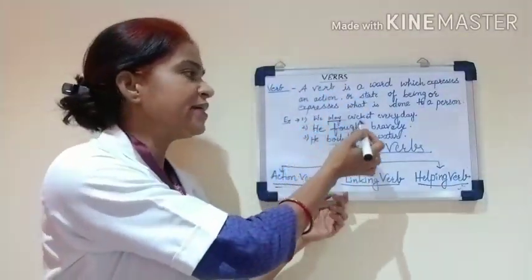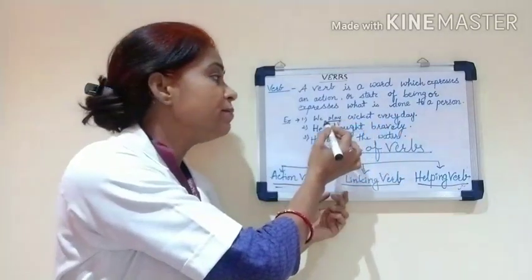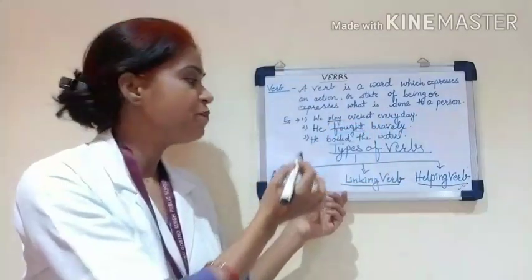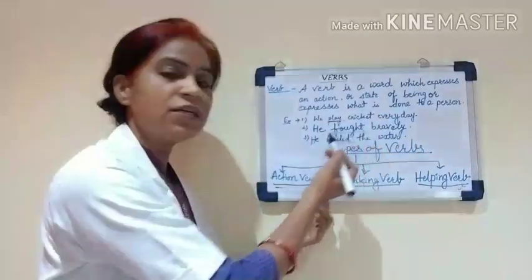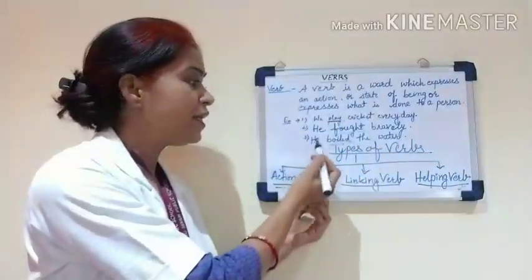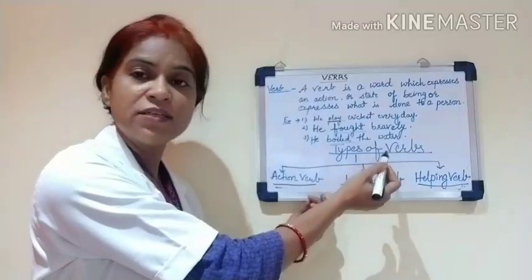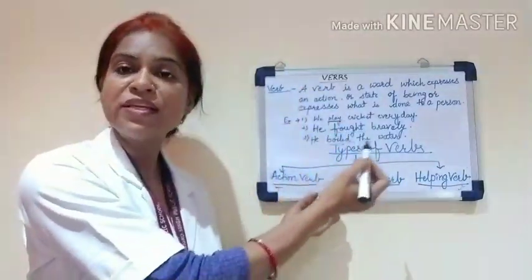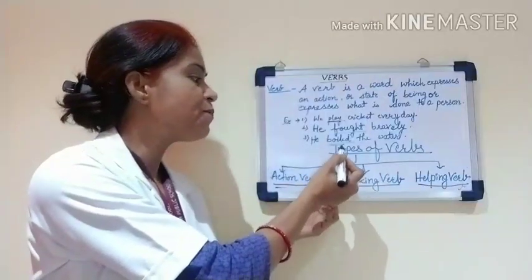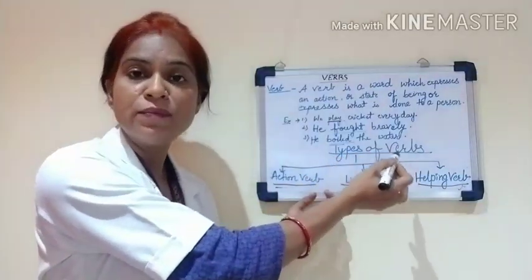We play cricket every day. Play is verb. He fought bravely. Fought is a verb. He boiled the water. Boil is verb. Now moving to the next point, that is types of verb.